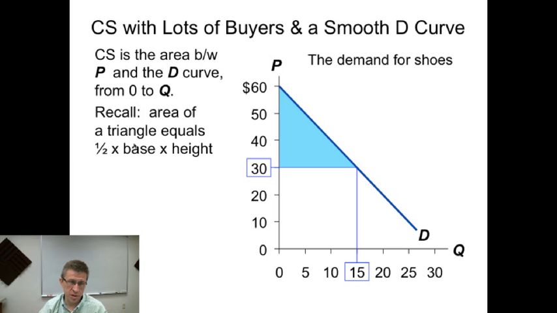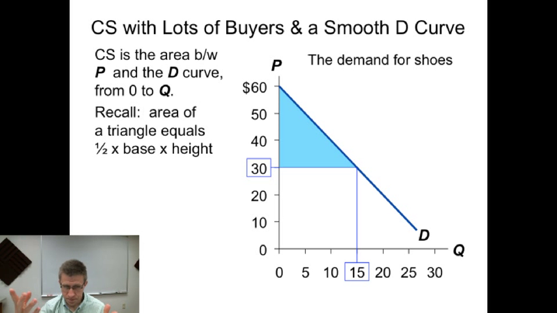The formula for this, and you'll definitely want to put a little star by this, 1/2 times base times height. It's just the formula for measuring the area of a triangle. 1/2 times base times height. That will allow you to measure the consumer surplus. So before we go any further, why don't you measure the consumer surplus on the demand for shoes on this graph before we go through this together? So go ahead and pause it and make that measurement.